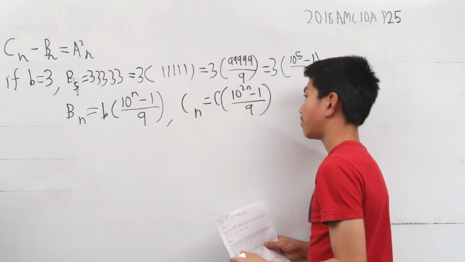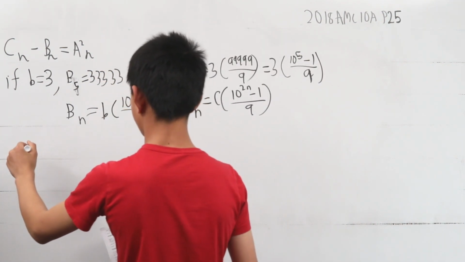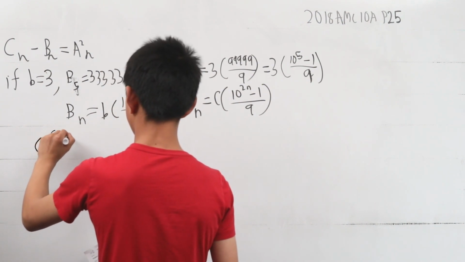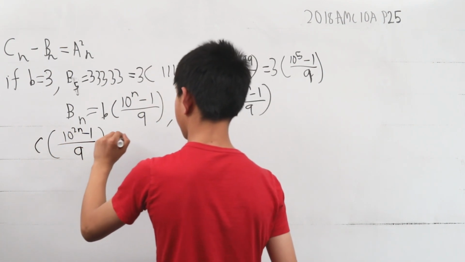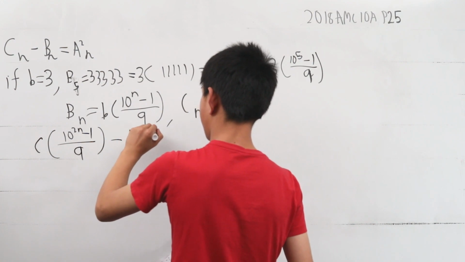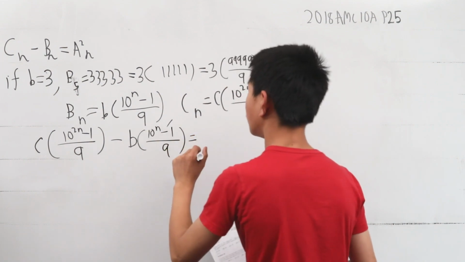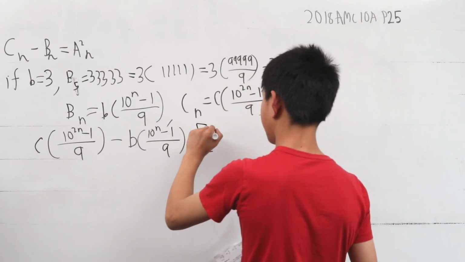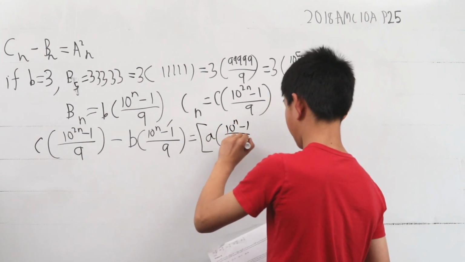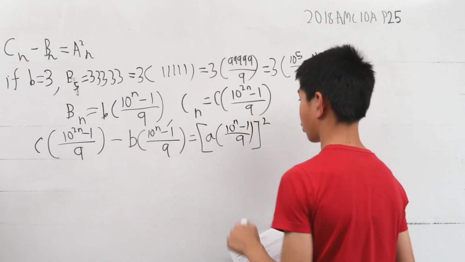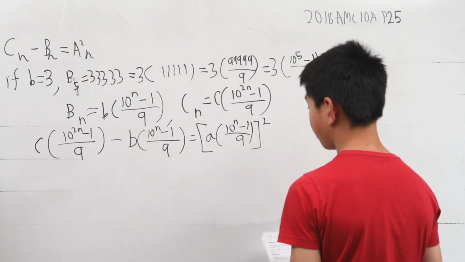Now therefore we know what a sub n is. So we can replace these values into this equation. So c times 10 to the power of 2n minus 1 over 9 minus b times 10 to the power of n minus 1 over 9 is equal to the square of a times 10 to the power of n minus 1 over 9. You have to square that. So we now have this very general formula right here.